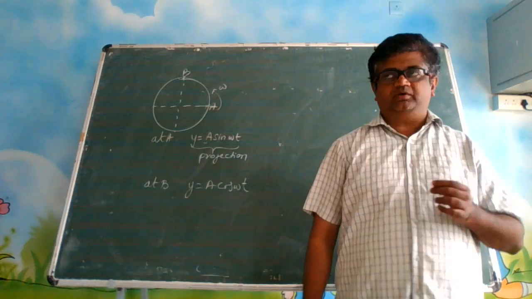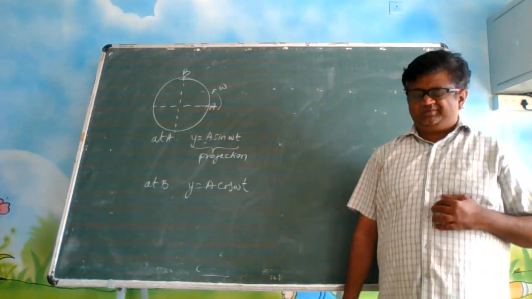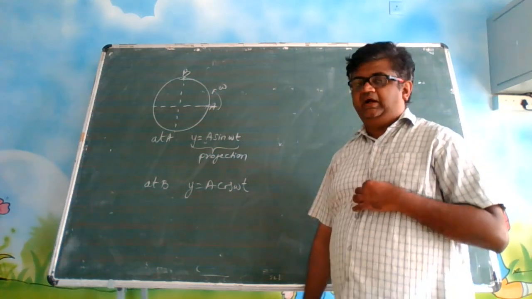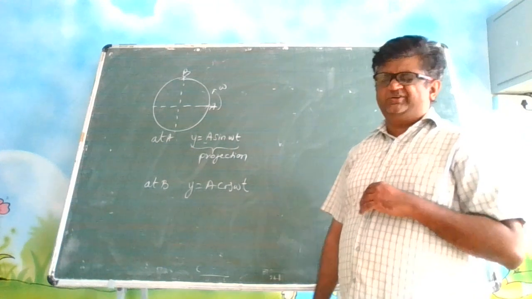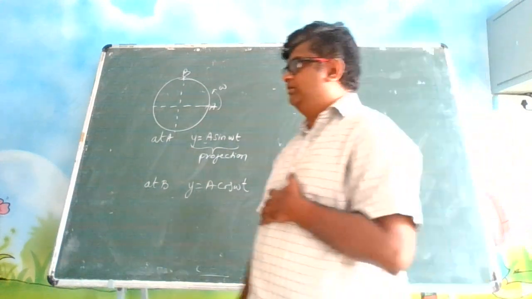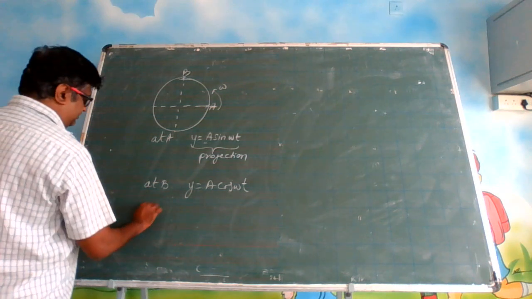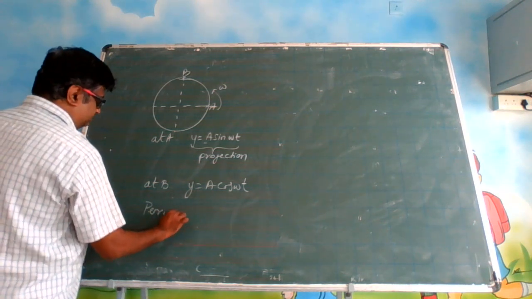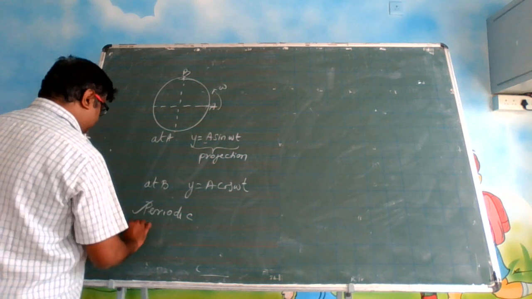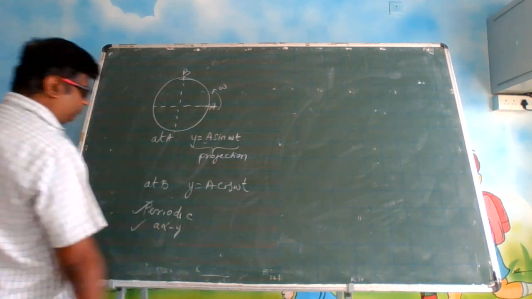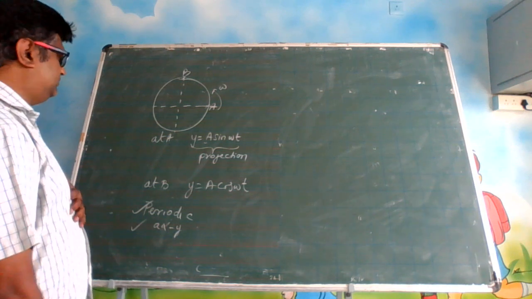For anything to be simple harmonic motion, there are 2 minimum conditions. Periodic, and acceleration should be proportional to negative of displacement. First thing is it should be periodic, and second thing, acceleration should be proportional to minus displacement.